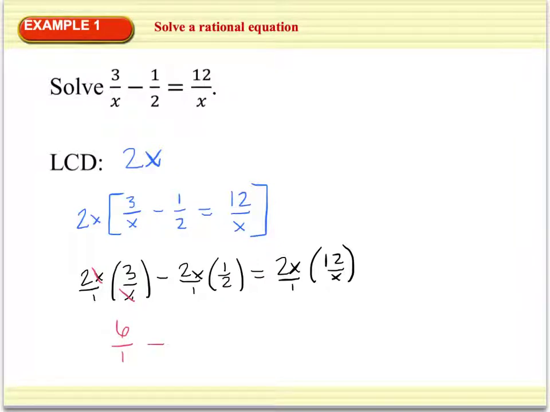divided by 1, minus I have a 2 in this numerator and a 2 in this denominator, so my 2's are going to cancel, and that's going to leave me with x divided by 1, and then equals 2x times 12 divided by x. My x's here are going to cancel, and I'm left with 2 times 12, which is 24 divided by 1. Now when I go to simplify this, 6 divided by 1 is really 6, x divided by 1 is really a negative x, and then 24 divided by 1 is still 24.